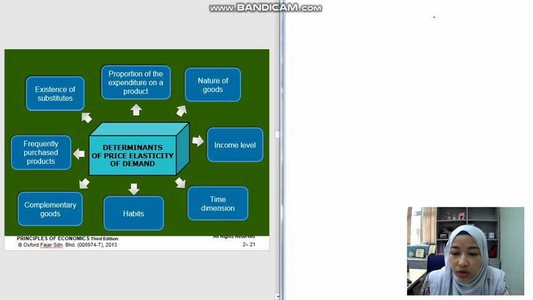So smokers will not be too responsive towards the change in the price of cigarette. They will still buy the cigarette even though the price increases.